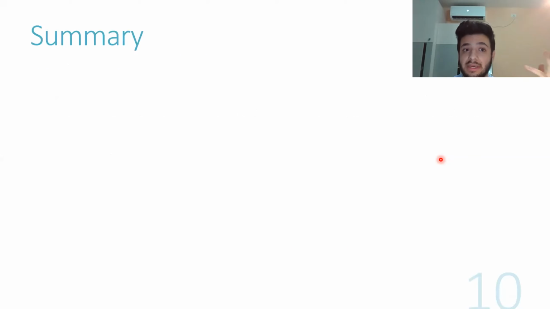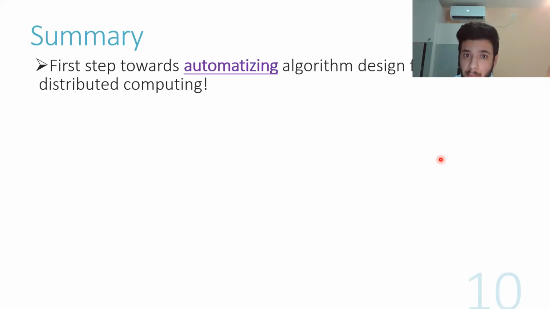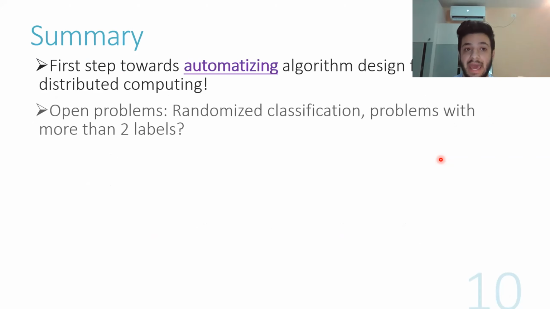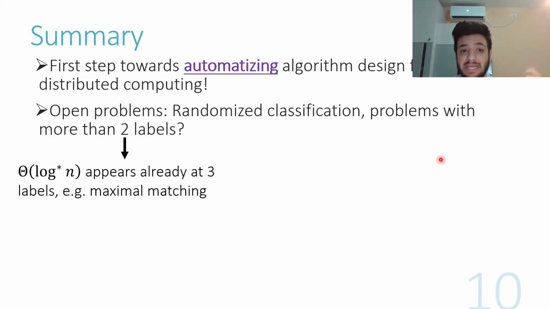So to conclude, this was the first step towards automating algorithm design for distributed computing. As open problems, we leave to complete the randomized classification of binary labeling problems and to consider problems with more than two labels. For example, when we allow three labels, the complexity class Θ(log* n) already appears, for example with the problem of maximal matching. Thank you.